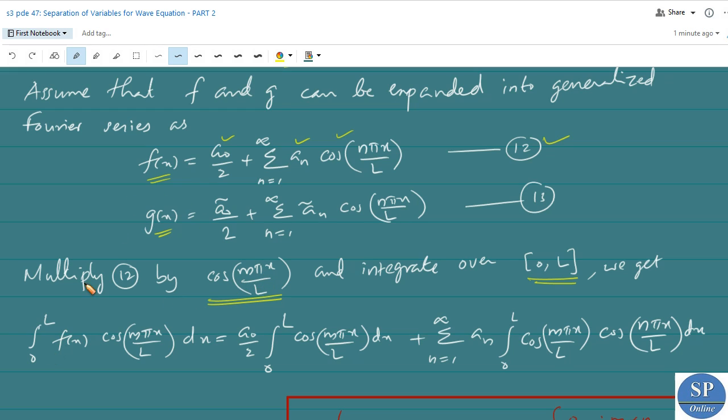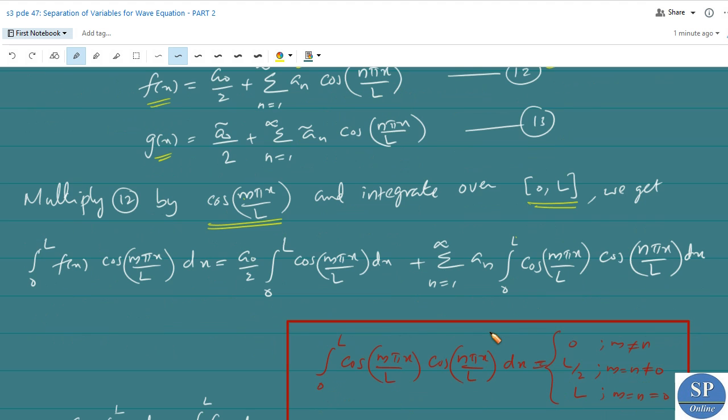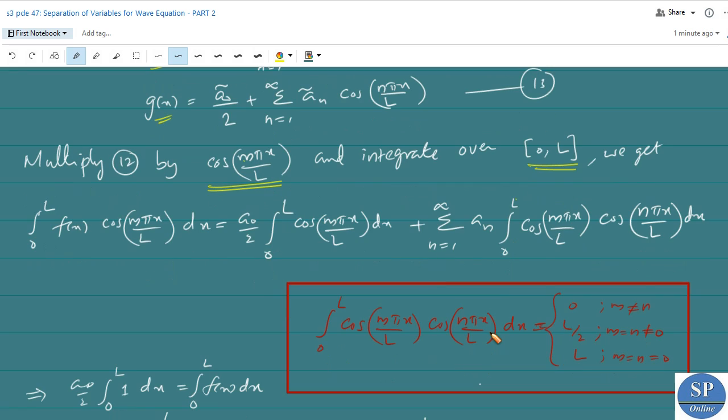So we have integral 0 to l f of x into cos m pi x by l dx is equal to a naught by 2, which is a constant, into integral 0 to l cos m pi x by l dx, plus summation n from 1 to infinity a n into integral 0 to l cos m pi x by l into cos n pi x by l dx. Okay, so our aim is to find a naught and a n for n equal to 1, 2, 3, etc. So we are just applying this formula.